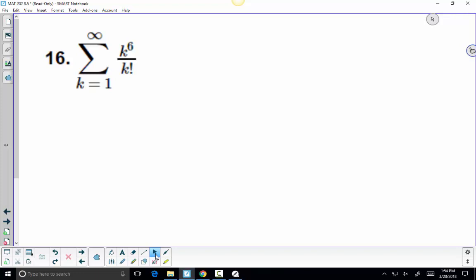So the ratio test, pop your hand up if you're absolutely confused, moderately confused, or slightly confused. So k plus 1 of the steps. K plus 1 factorial.